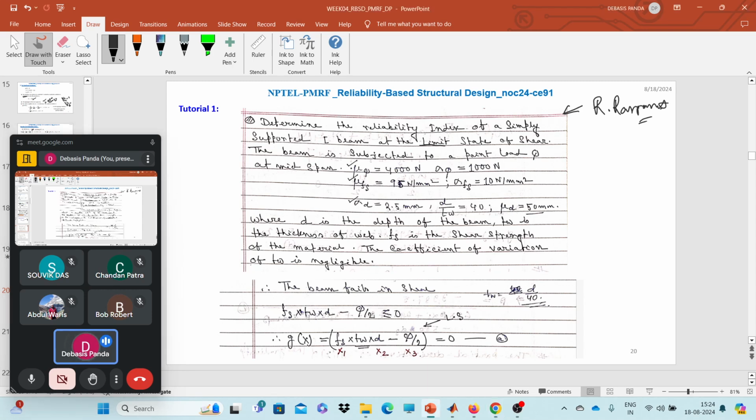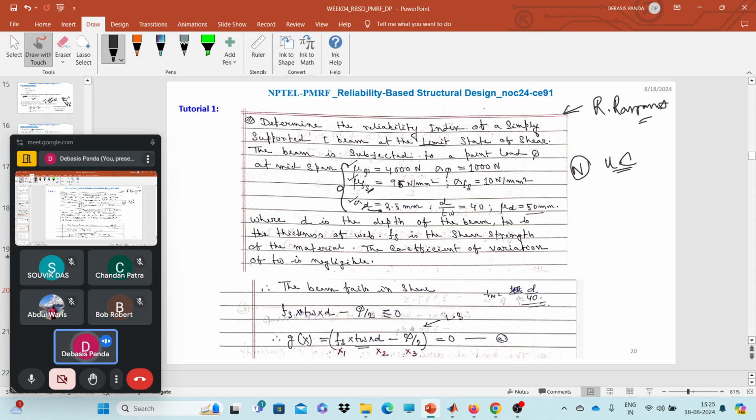Determine the reliability index of a simply supported I beam at the limit state of shear. Okay. Now here the random variables are given, like Q, the shear force, Fs is given, and D is given, right? And all are normal and uncorrelated. And some values are also provided here, like for the depth, sigma d is given, and the depth to web thickness ratio is also given, and this you can already figure out.